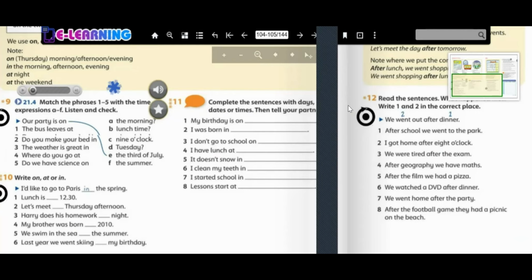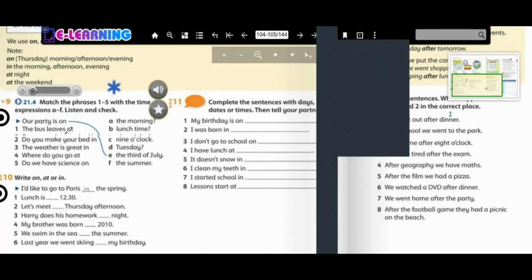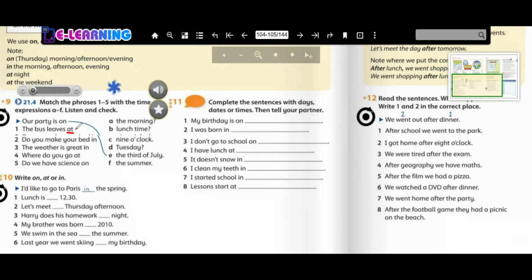Okay, I think you are done with exercise 9. So let's match. Number 1, the bus leaves at... we can see "at", so it must be the exact time, at 9 o'clock. That's right. Number 2, do you make your bed in... "in", so it must be a period of time. In the morning, A. Number 3, the weather is great in... still a period of time, right? "In", yes, F, in the summer.